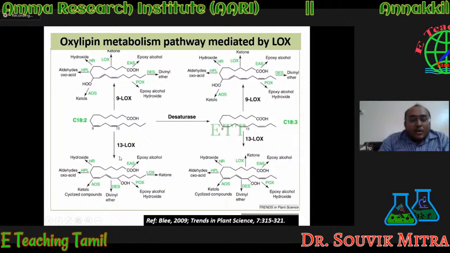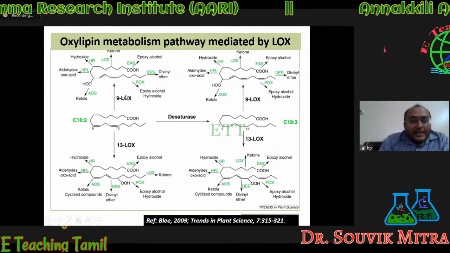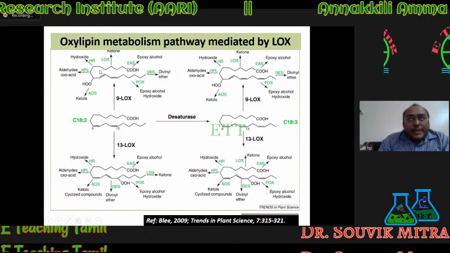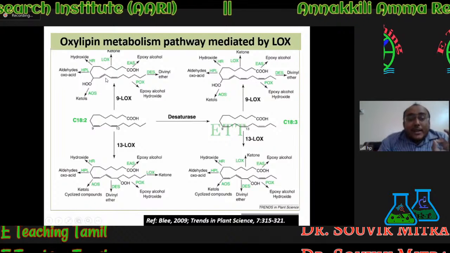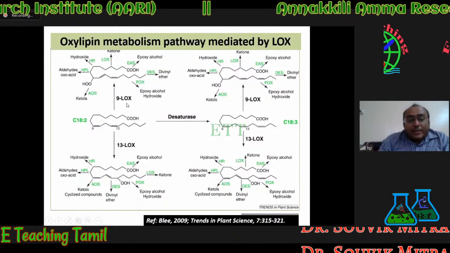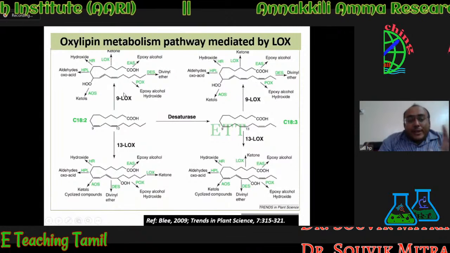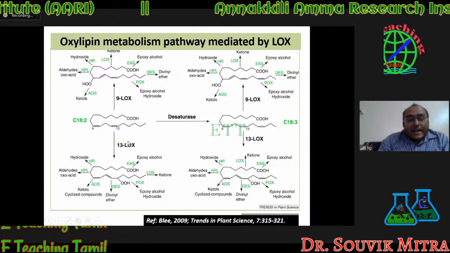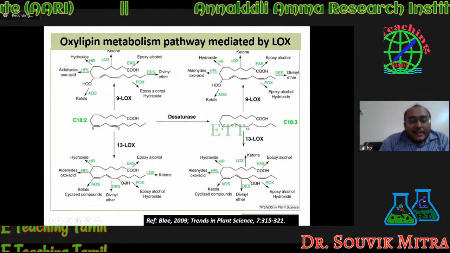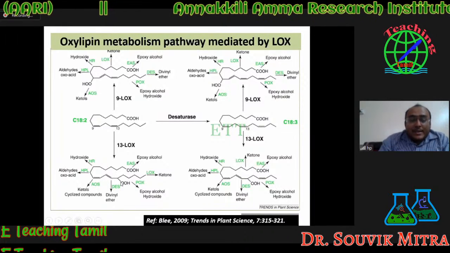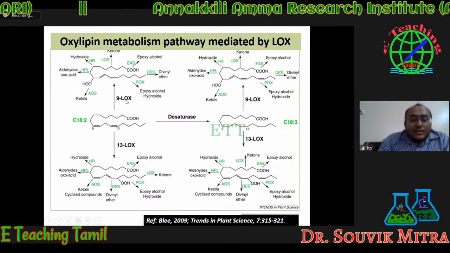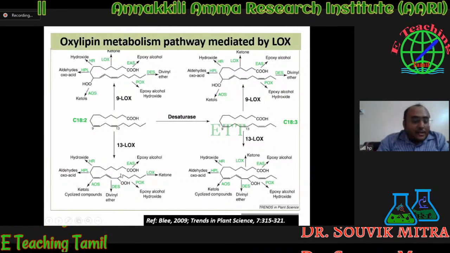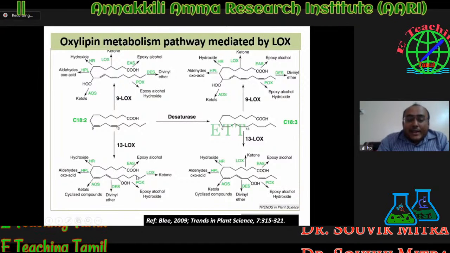Now these 9-LOX and 13-LOX, the 9 and 13 represent the carbon position of this fatty acid chain at which the hydroperoxygenation will occur. 9-lipoxygenase will work on this fatty acid chain at the ninth position, and 13-LOX will hydroperoxygenate at the 13th position. In this way, with the help of 9-lipoxygenase, you will get 9-hydroperoxy fatty acids. With the help of 13-lipoxygenase, you will get 13-hydroperoxy fatty acids.